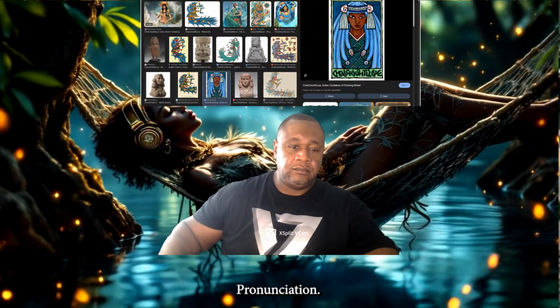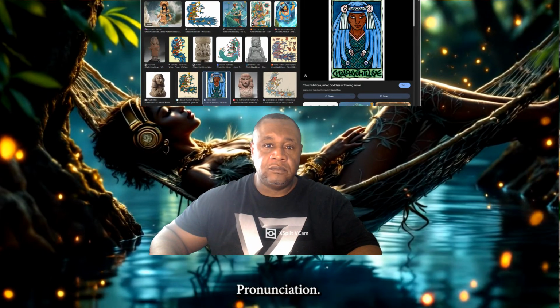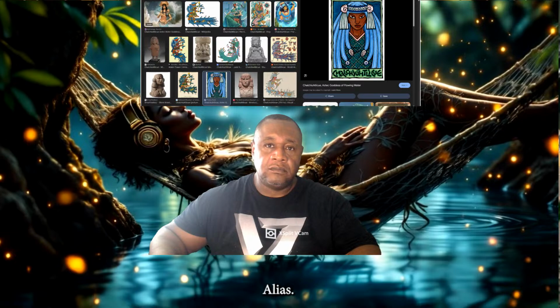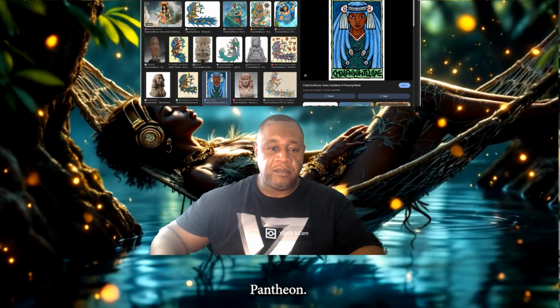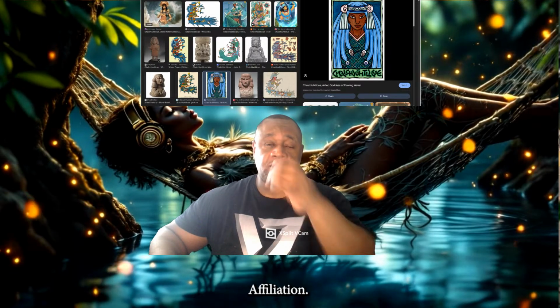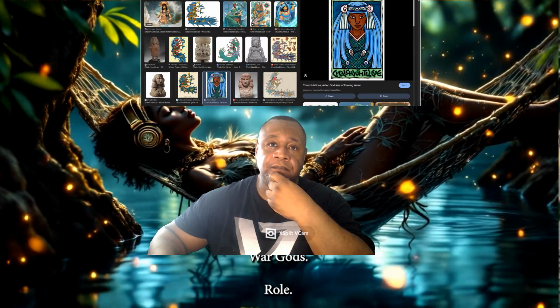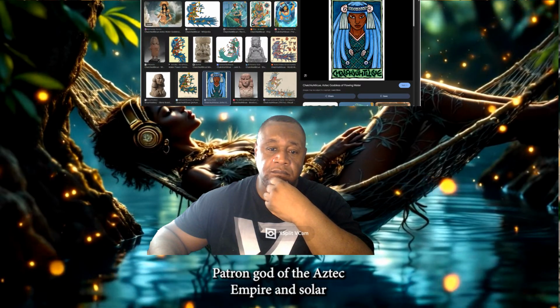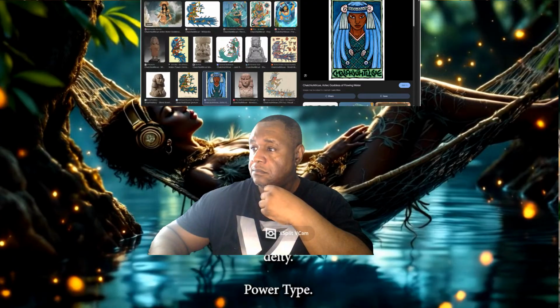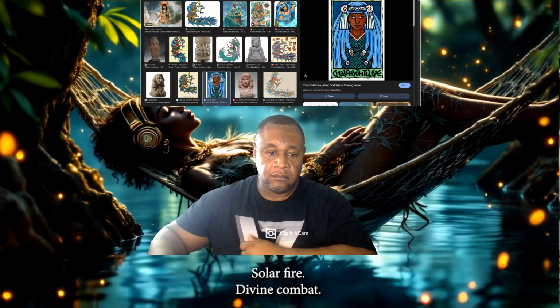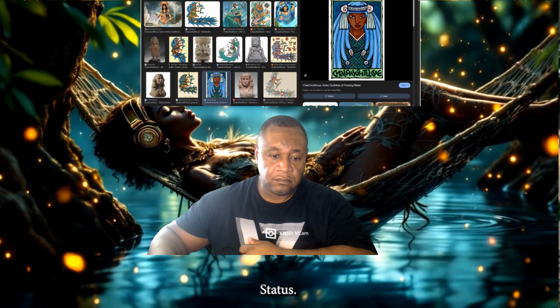Huitzilopochtli. Pronunciation: Huitzilopochtli. Alias: Hummingbird of the South. Pantheon. Now, we talked about this deity, right? The war god, the hummingbird of the South. Aztec mythology. Affiliation: War gods. Role: Patron god of the Aztec Empire and solar warrior deity. Power type: Solar fire, divine combat, war empowerment. Status.